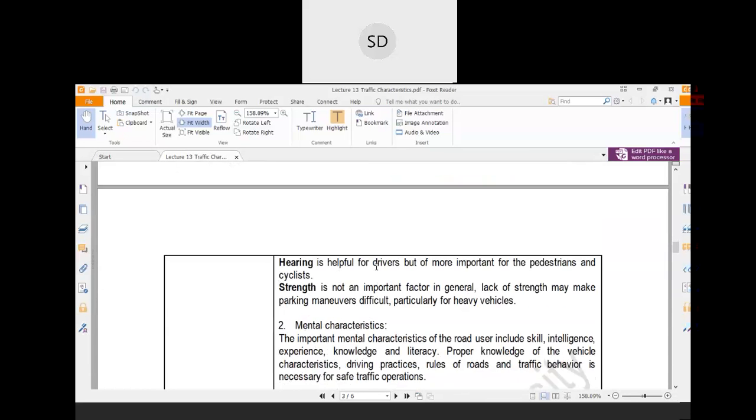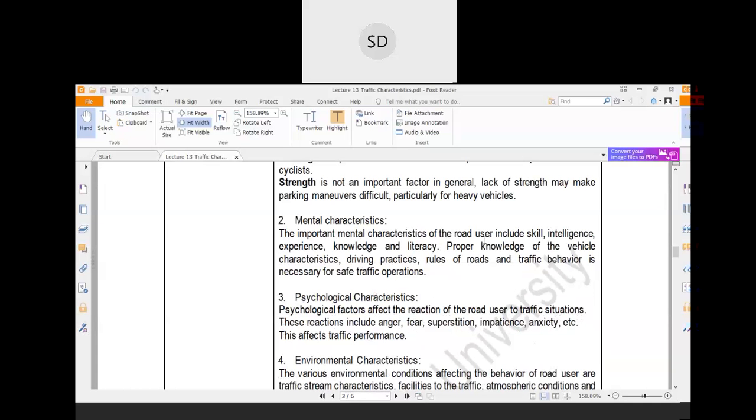Now, hearing is also an important parameter. Then strength: for normal personal vehicles, it is not an important factor in general. But lack of strength may make parking maneuvers difficult, or in different situations for heavy vehicles, it will make it difficult.